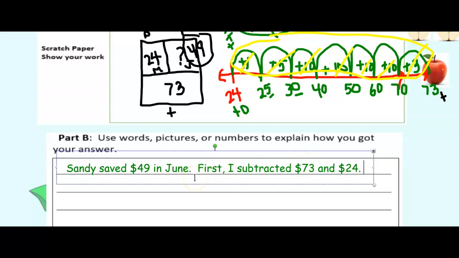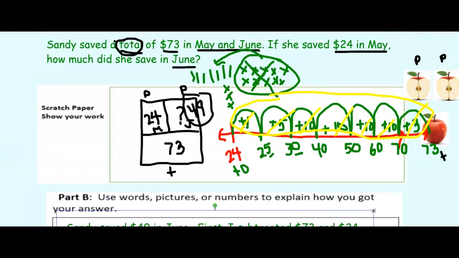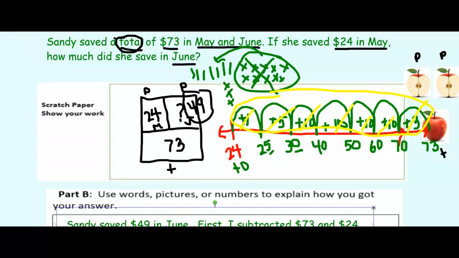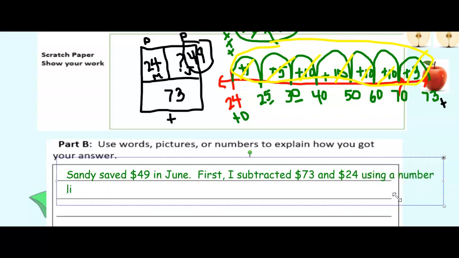And we can also say we subtracted using a number line. And then we need to talk about how we knew to subtract. So, using a number line. Sandy saved $49 in June. First, I subtracted 73 and 24 using a number line.